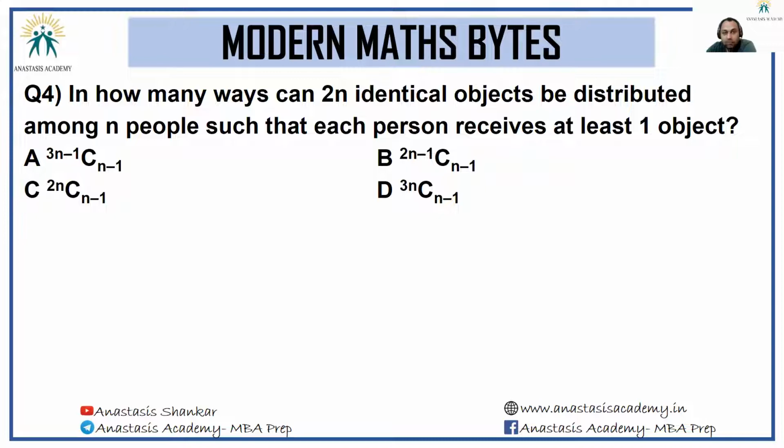Next question: in how many ways can 2n identical objects be distributed among n people such that each person receives at least one object? This is basically a theory question.